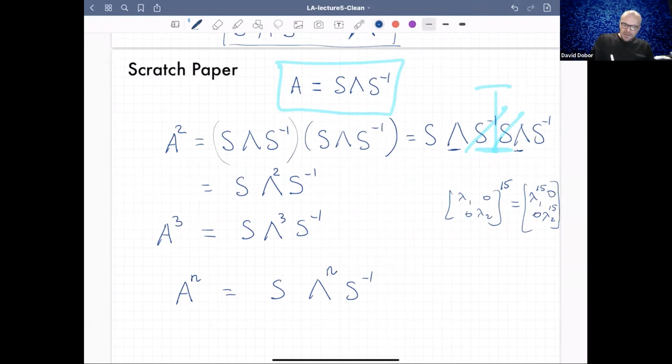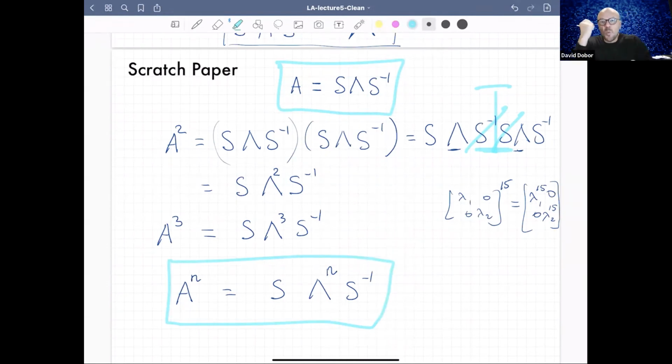The nth power of this matrix now, to compute the nth power of A, I have to compute the eigenvalues and eigenvectors of A once. Then I have to invert this matrix of its eigenvectors. I do have to compute S inverse, but just once.